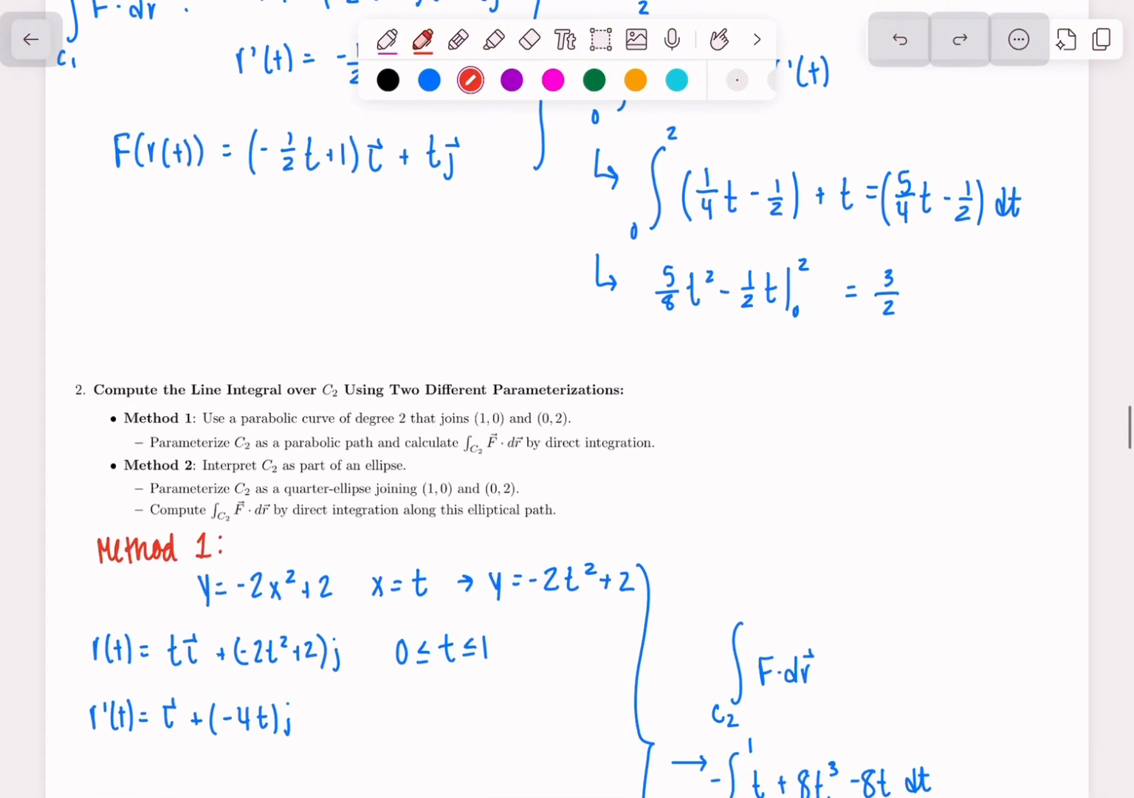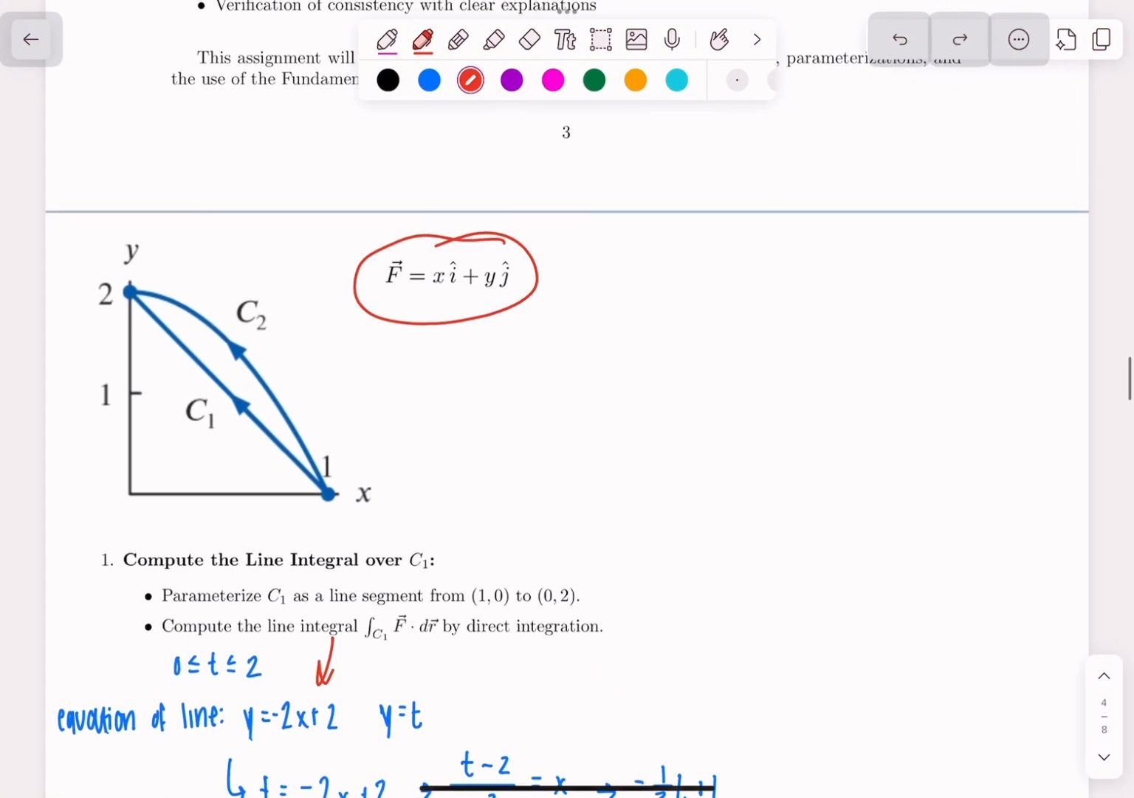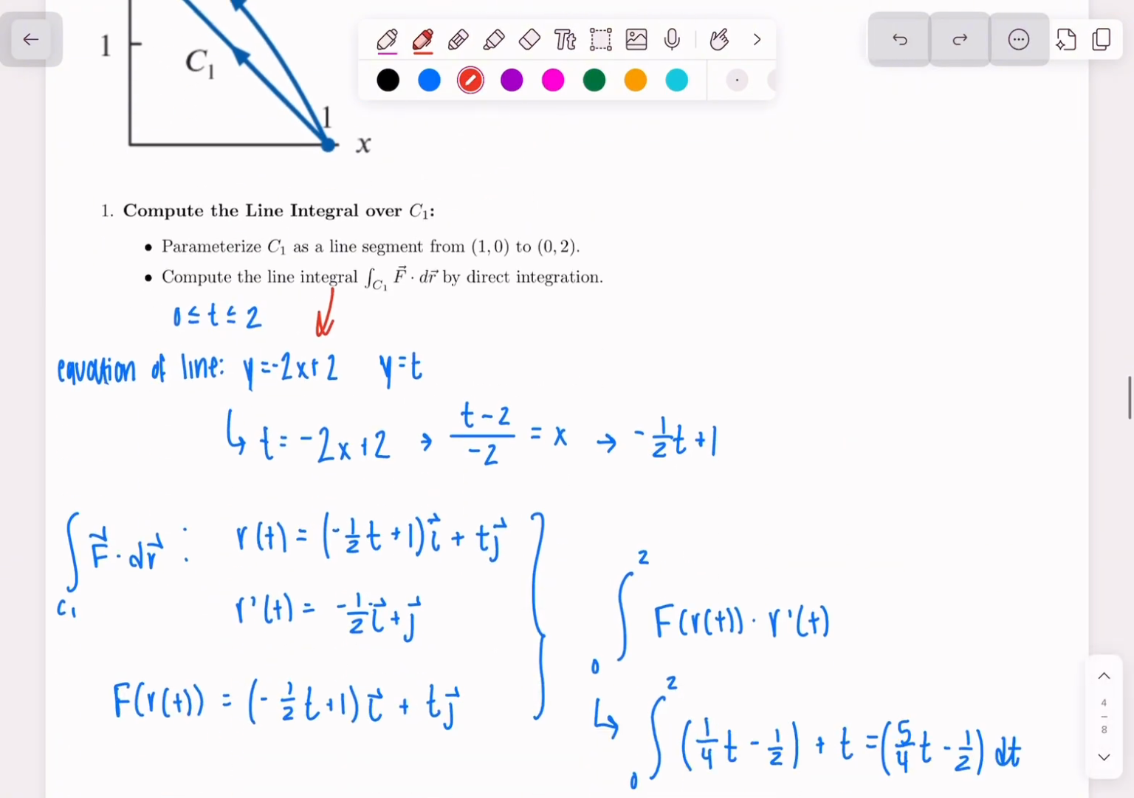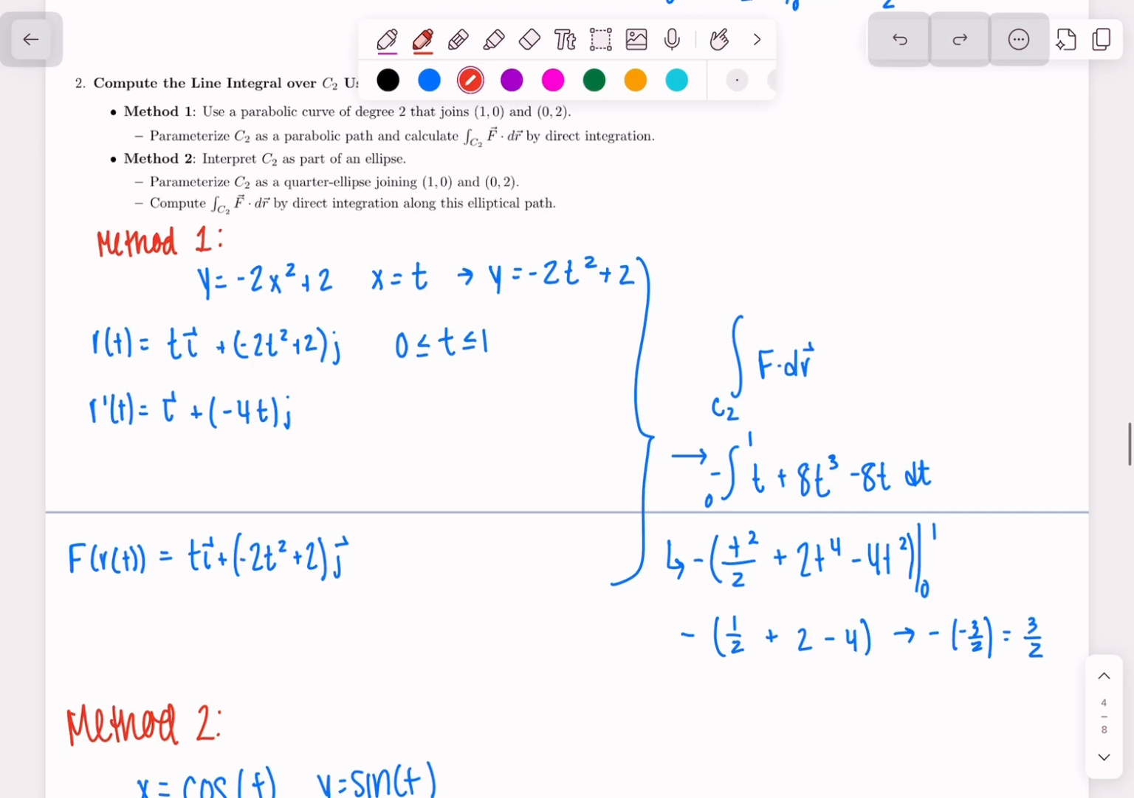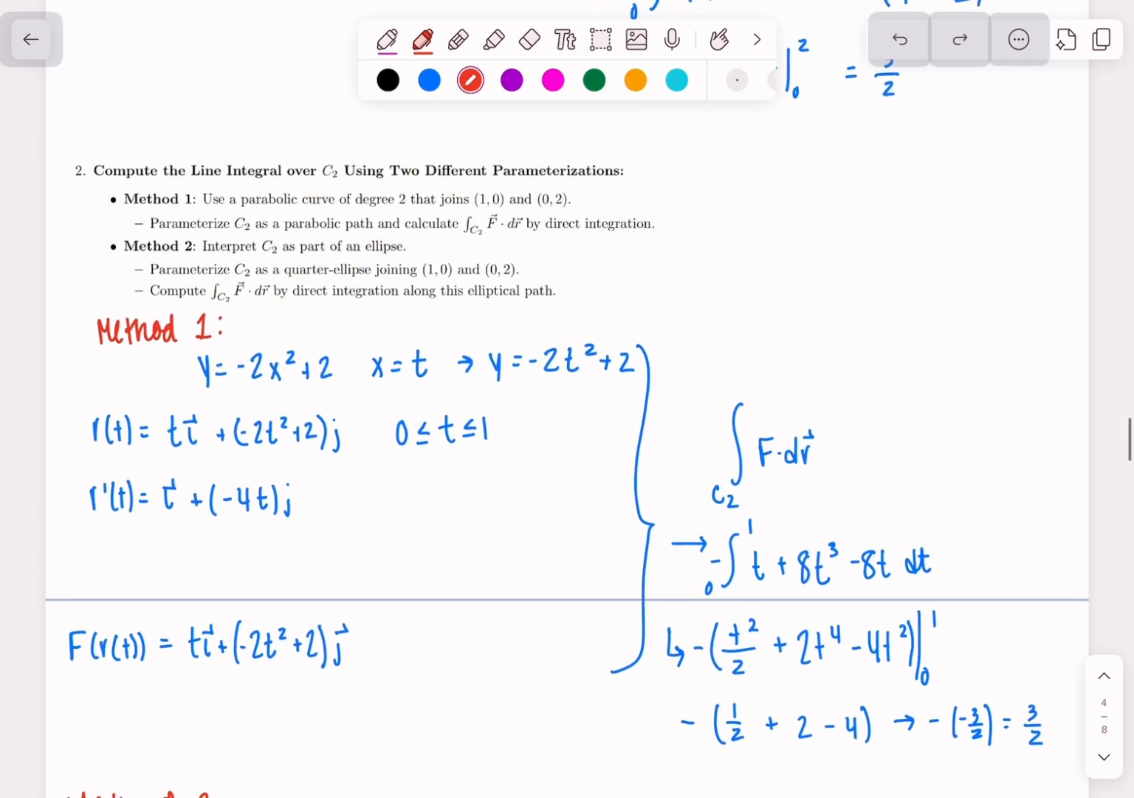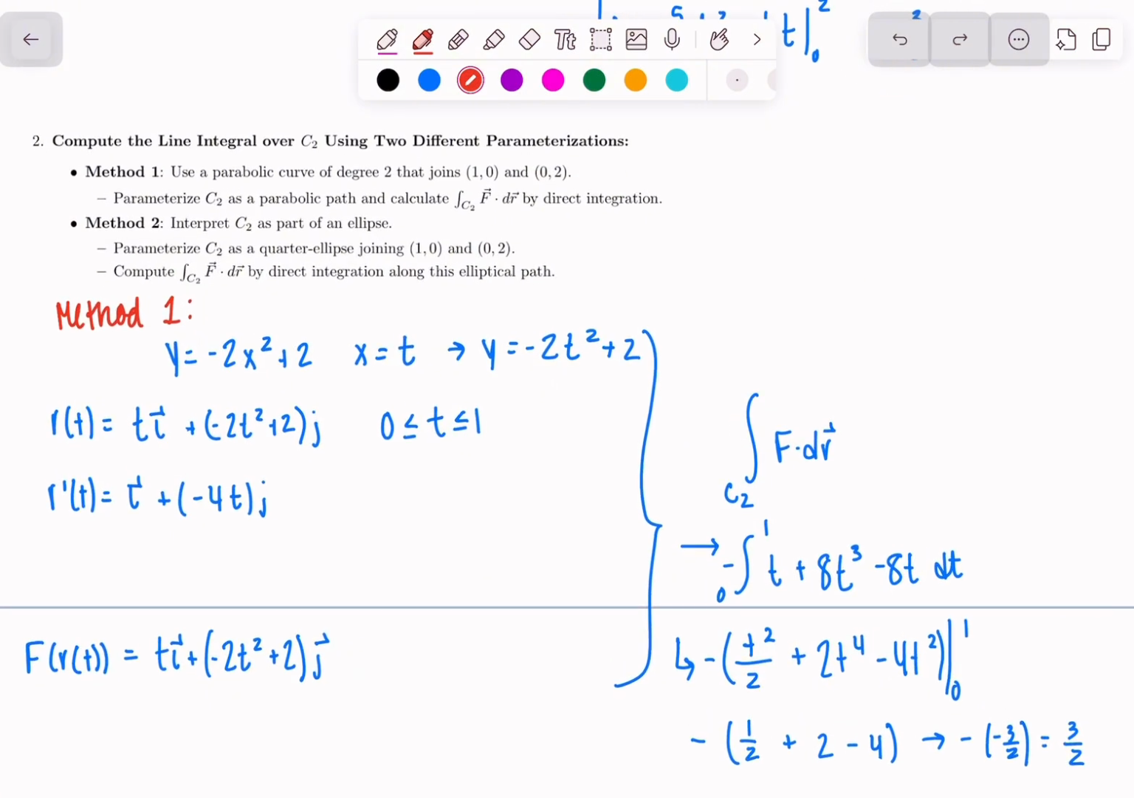So C2 is going to be our curved line. Instead of just an x component, or our x being to the first power, it'll be to the second power because it's parabolic. So this is the first method. We're going to use a parabolic curve as opposed to an ellipse using cosine and sine. Very similar process: we find the equation of the line, which is our y right here. We're going to do x is equal to t for this one.